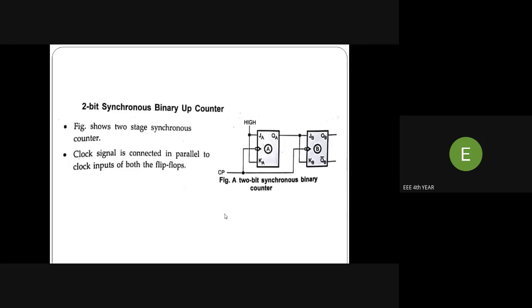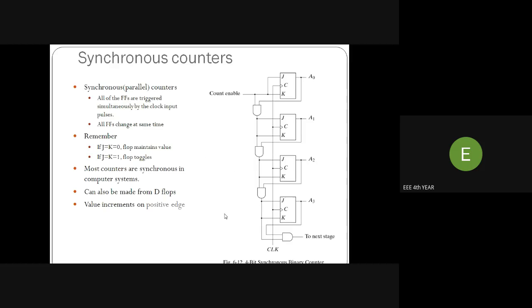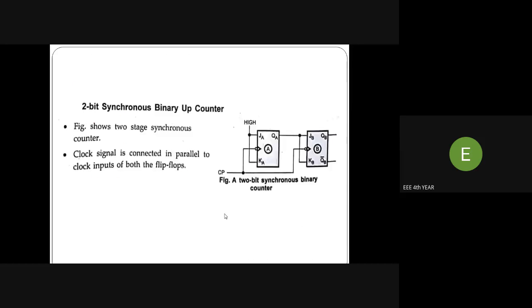The clock signal is connected in parallel to the clock inputs of both flip-flops. Here the clock pulse input is given to the complementing flip-flops, therefore it is a negative edge triggered flip-flop. JA and KA are given as high value, that means JA equal to KA is equal to 1. So J is equal to K equal to 1. When J and K are equal to 1, the flip-flop toggles when the clock pulse is applied. If the clock pulse is applied, the 0 value goes to 1 and the 1 value goes to 0.